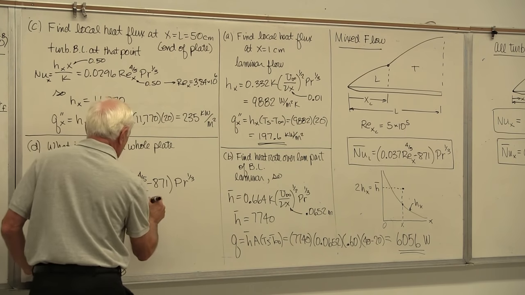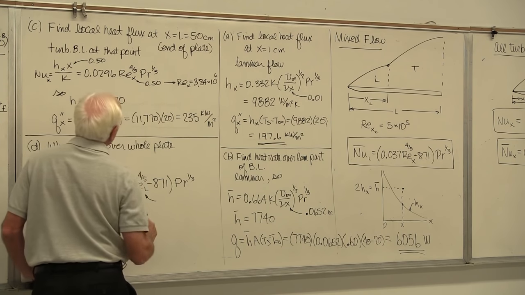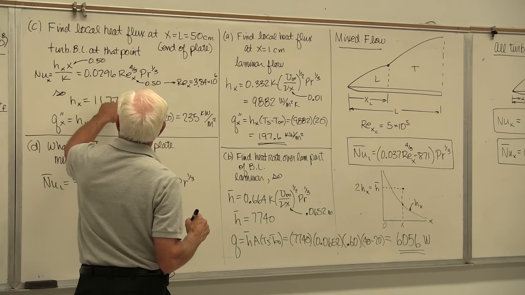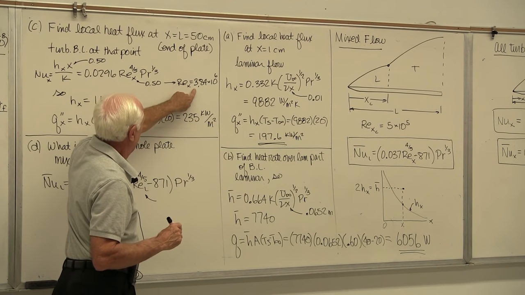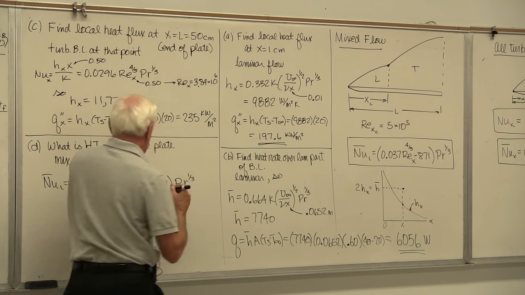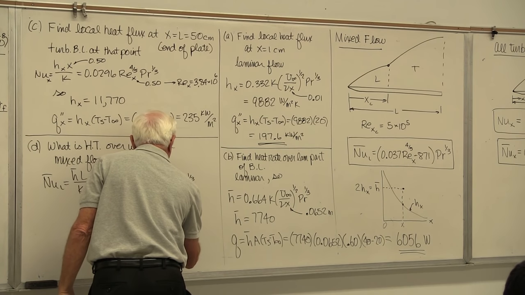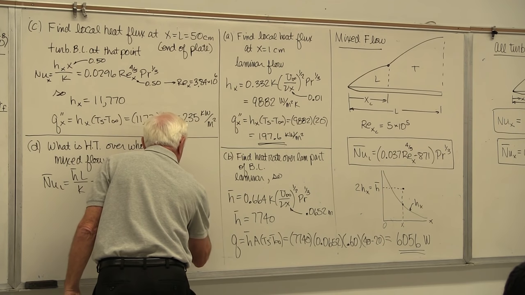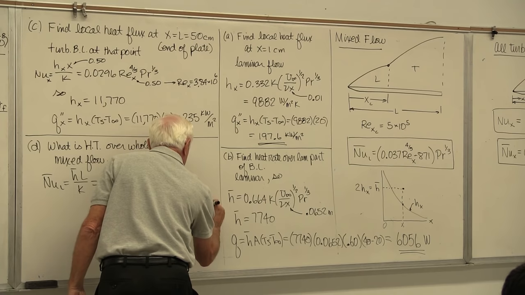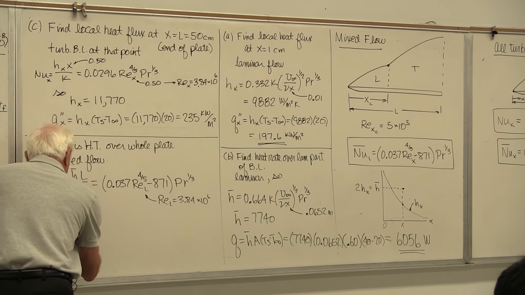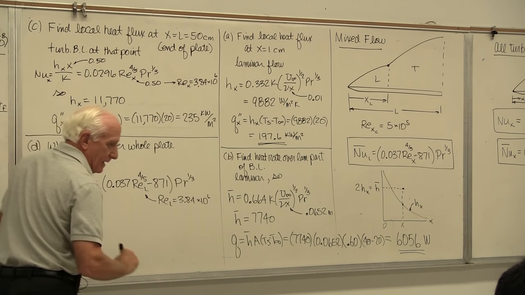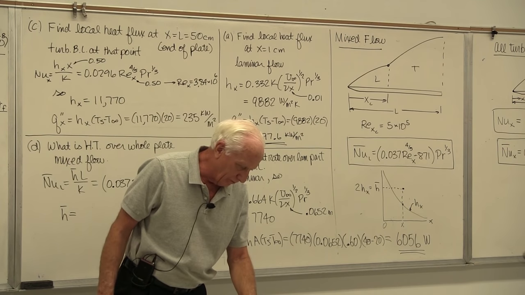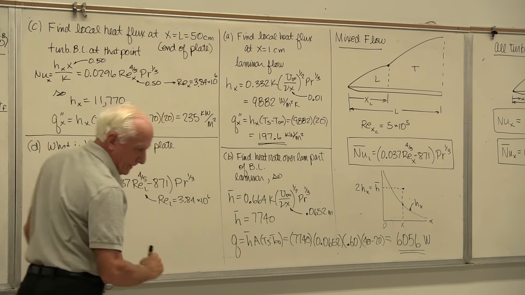That Reynolds number at L, I got it right there, 3.84 times 10 to the 6th. Solve for h bar, the average convection coefficient over the whole plate length, 12,840.